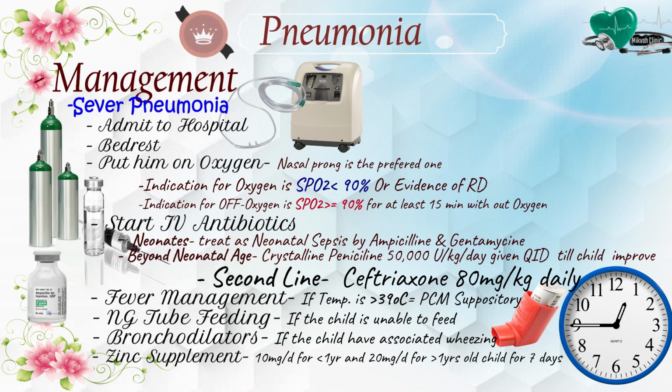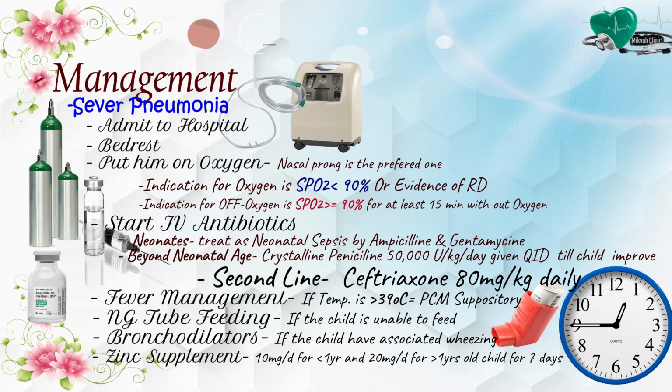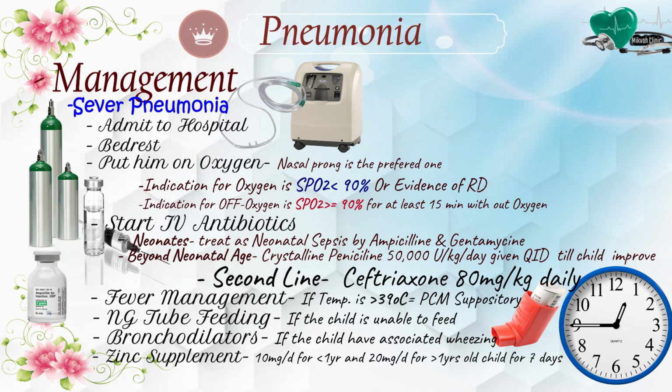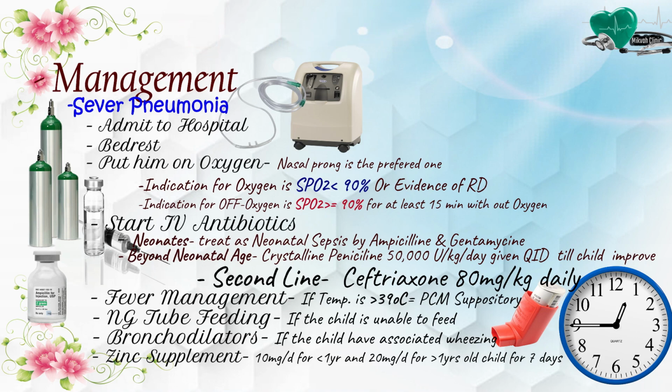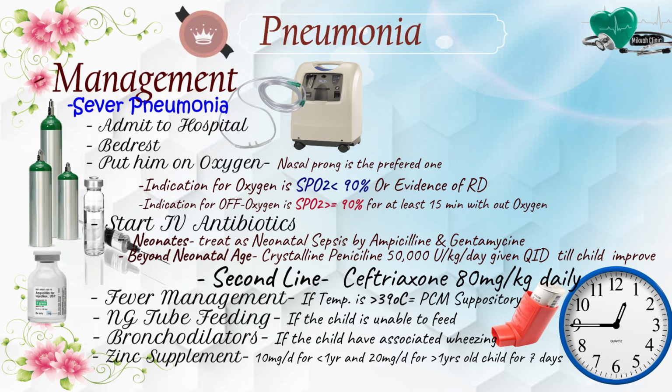Zinc supplement is given with a dose of 20 mg daily for a child above 1 year, and for a child less than 1 year, 10 mg per day for a total of 7 days advised. So this is how we manage a child presented with severe pneumonia.